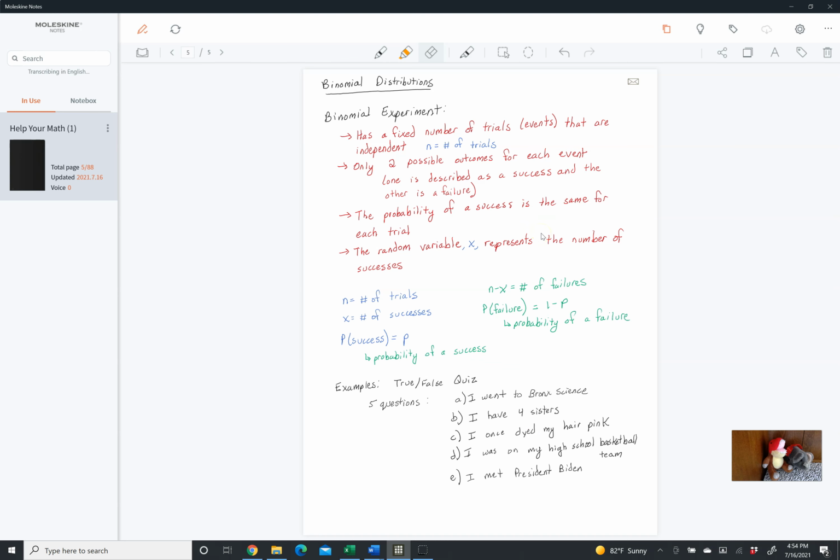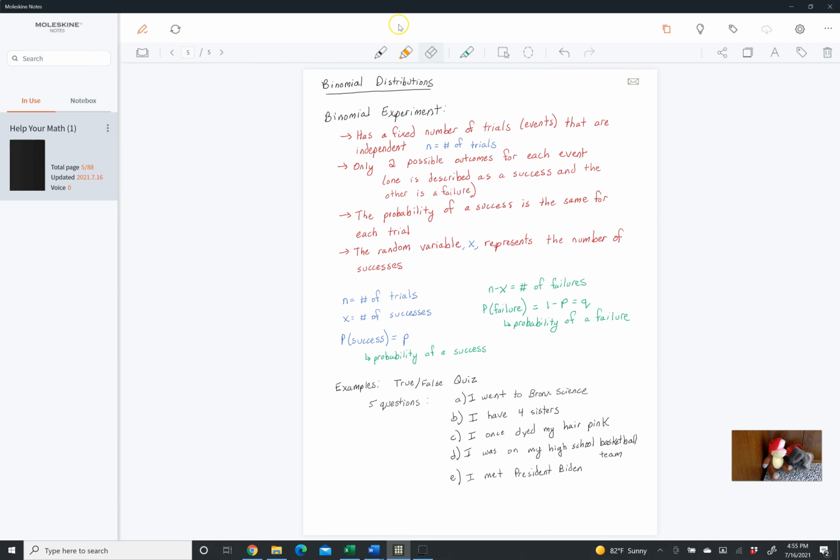The probability of success is the same for each trial. The probability of getting the first statement correct is the same as the probability of getting the same statement correct. In this case, it's 1/2. Either you're going to answer true or you're going to answer false. And the random variable will represent the number of successes. That's always going to be true, so it's not really a check. Let's make sure that we understand what N, X, and P are. And I'll also note that 1 minus P we call Q.